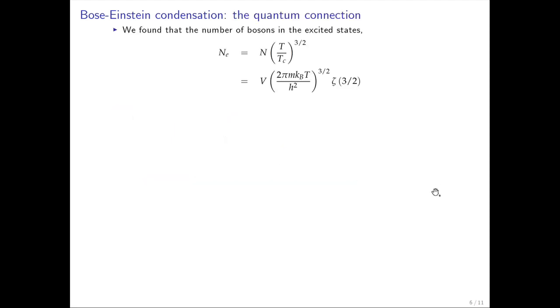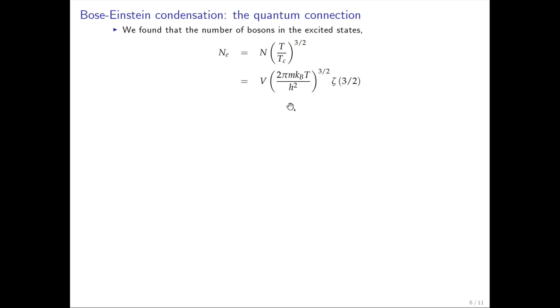Another aspect that's interesting to look at regarding Bose-Einstein condensation is the connection to what I call the quantum connection. There are actually lots of connections to quantum physics that we won't explore, but this is a rather simple one, and it's really worth pointing out. We found the number of bosons in the excited state, as I presented a couple of slides ago, as the total number of bosons times this factor, T over Tc to the 3/2 power.